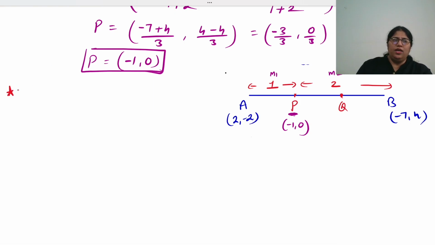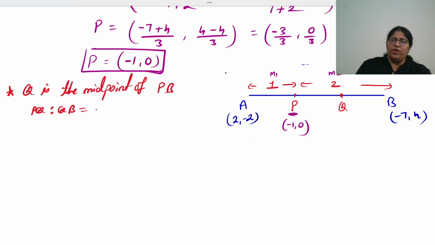The first one here, Q is the midpoint of PB, because the midpoint formula is very simple, right? Why is it the midpoint? Because PQ is to QB is 1 is to 1. They both are of equal length, right? So that is why you can use the midpoint formula. This is the first method, right?